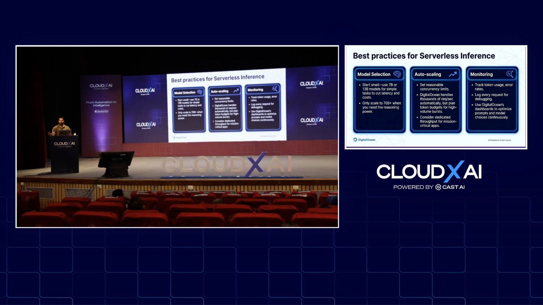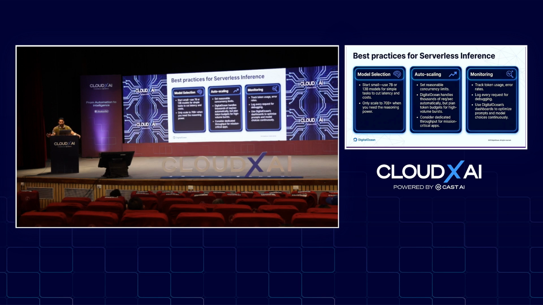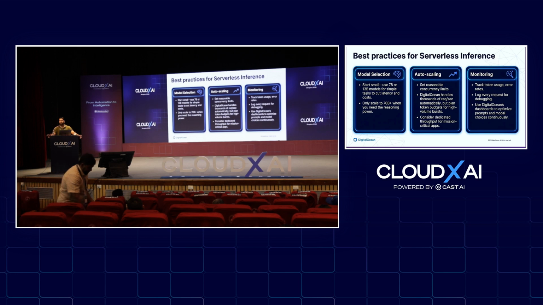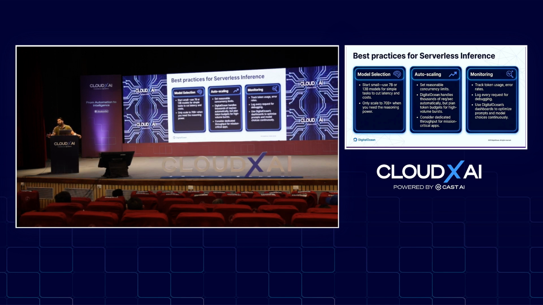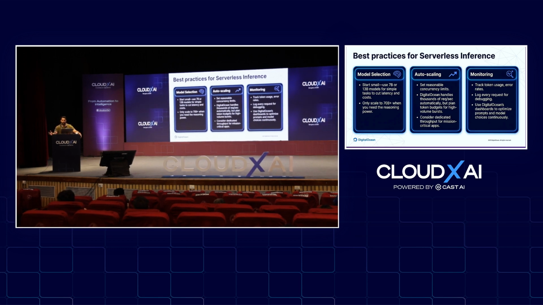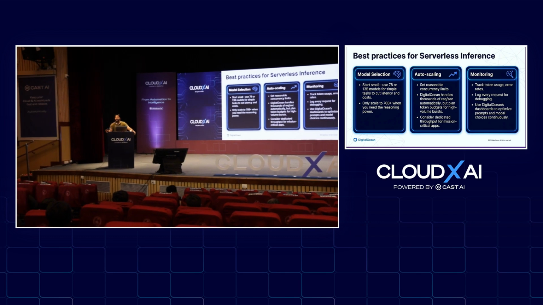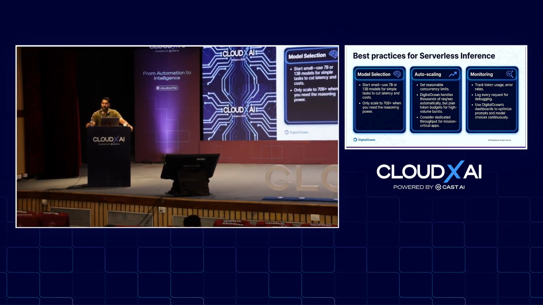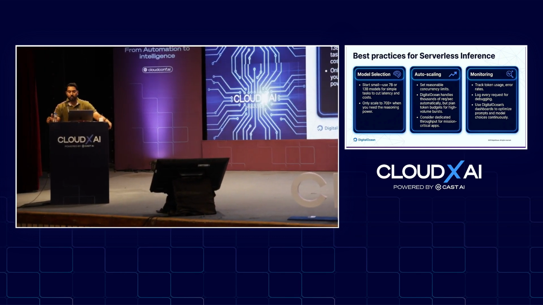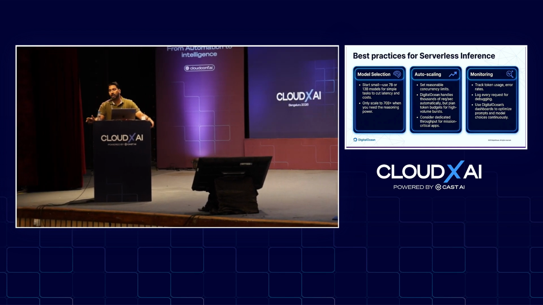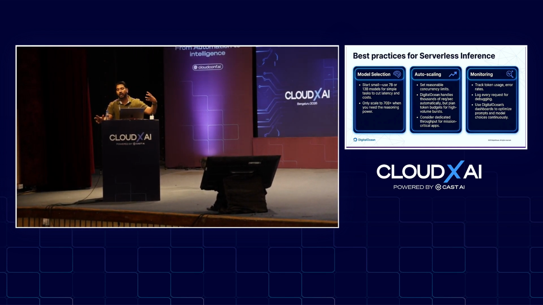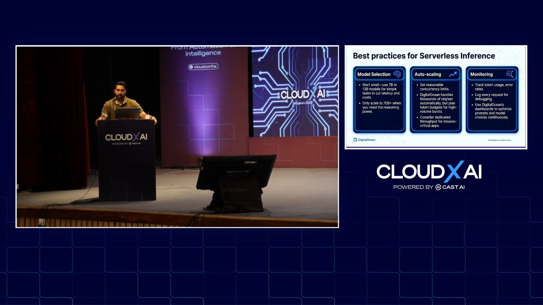Auto scaling: you have to set reasonable concurrency limits. DigitalOcean does handle thousands of requests per second automatically, but you should be responsible for taking care of the max tokens used, or number of tokens used per minute or per second. So you can always have those thresholds or limits set. And then always take care of monitoring: track token usage, error usage, and log every request for debugging so that you have a good idea about all of this that you are using, right?